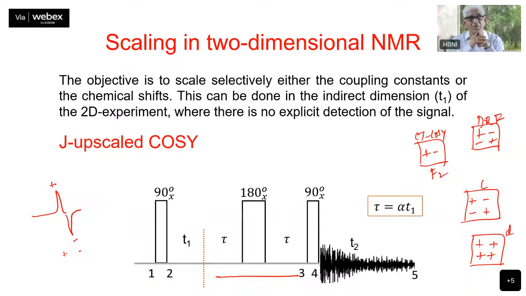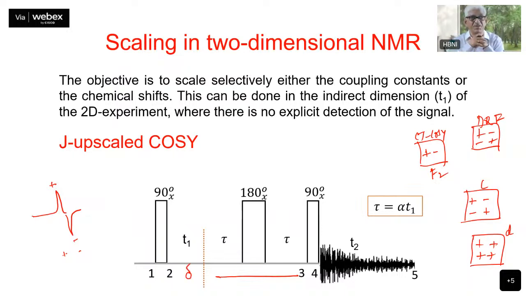So what happens during this period? The chemical shift gets refocused, but the coupling constant is not refocused. This we have seen in the spin echo. When you're talking about homonuclear experiments, proton-proton experiments for example, the proton-proton coupling is not refocused, but the chemical shift is refocused. Therefore, in the entire pulse sequence from 1 to 4, the chemical shift evolves for the period T1.